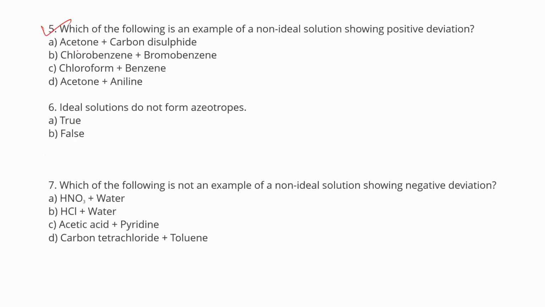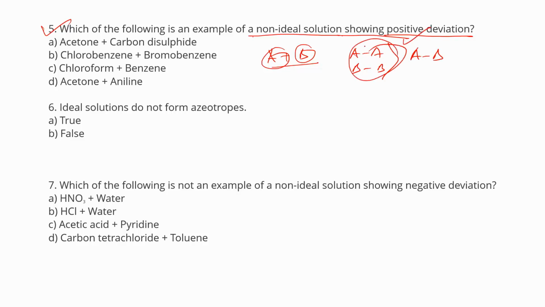Another MCQ is: which of the following is an example of a non-ideal solution showing positive deviation? That is the important thing. Suppose there are two components, A and B. There is A-A interactive force, B-B interactive force, and A-B interactive force. When the A-B interactive force is lesser than the A-A and B-B forces, they will show the positive deviation.